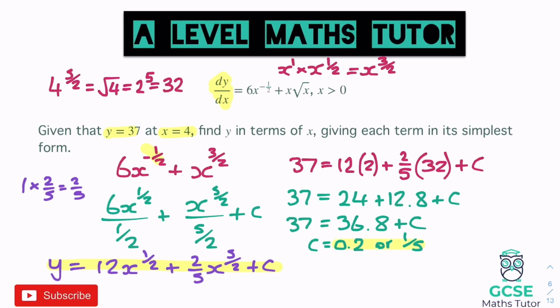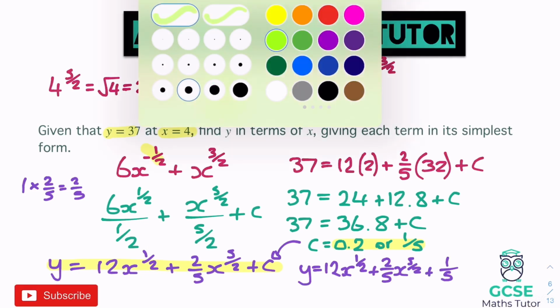Then obviously it just wants us to write it as y in terms of x, so we're just going to plug that value of c back into our equation here. So for the final answer we get y equals 12x to the power of a half plus 2/5 x to the power of 5 over 2 plus 1/5 or 0.2 there, either one. Okay, so there's our final answer.